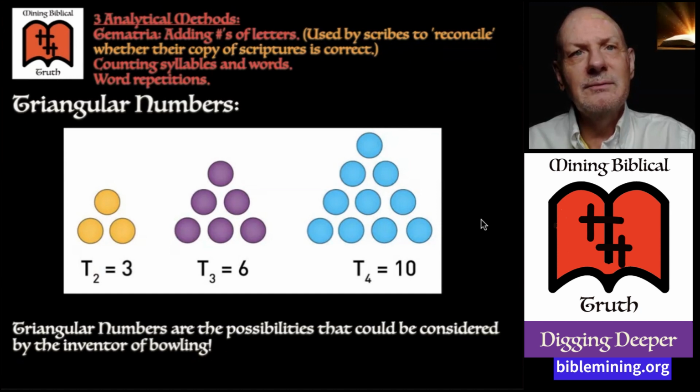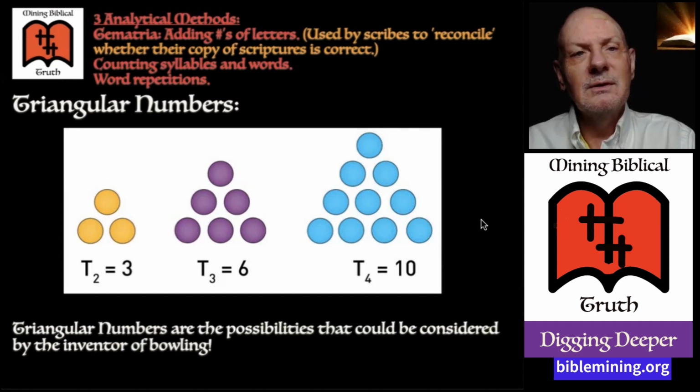A second way is counting the number of syllables in a passage, or the number of words in the original language. And then a third way is to look for symbolic word repetitions.